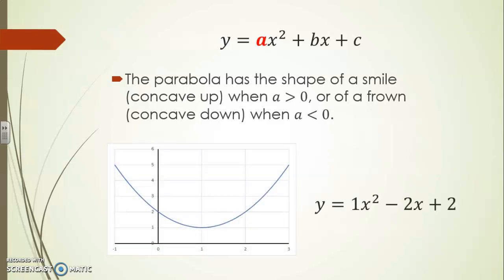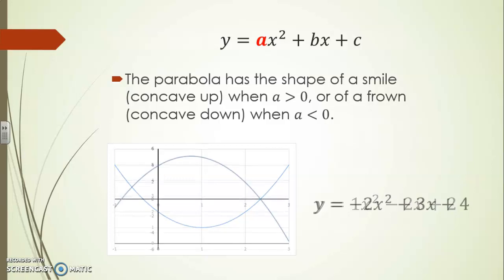Here's an example of a parabola with an a value that is positive. Here a is 1, and notice how the shape of the parabola is concave up, so smiling. Whereas with an a value of minus 2 in this second example, the shape of the parabola is frowning, so concave down.